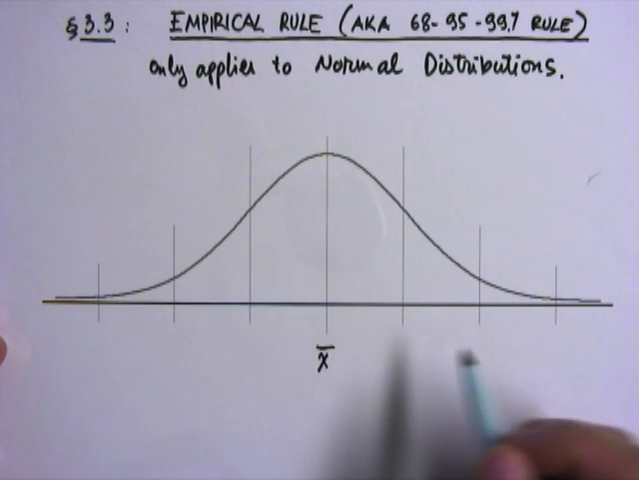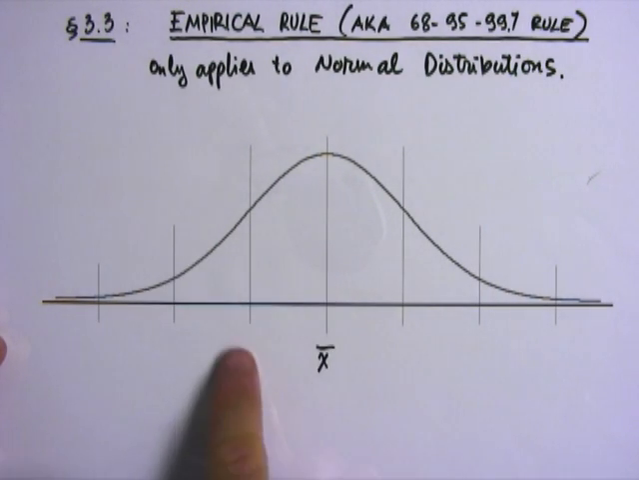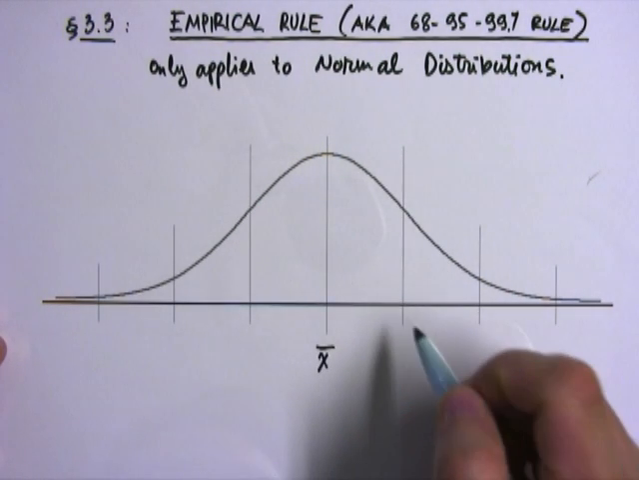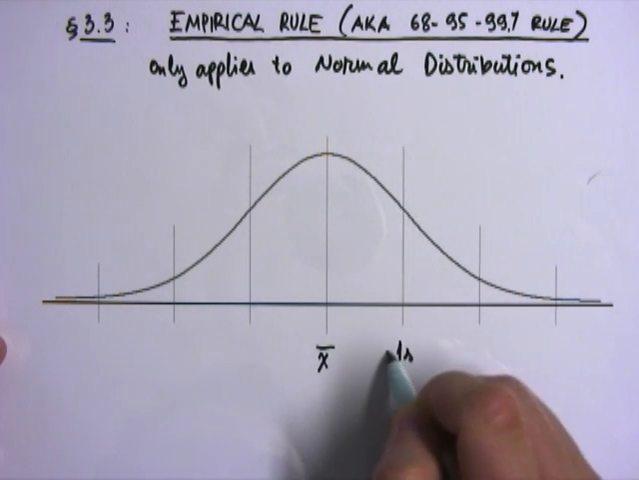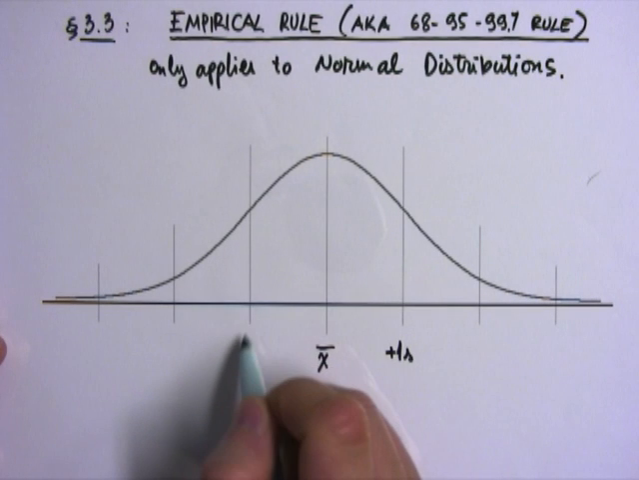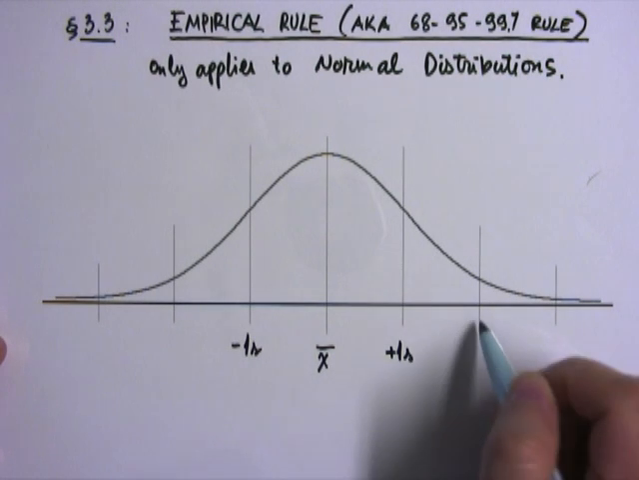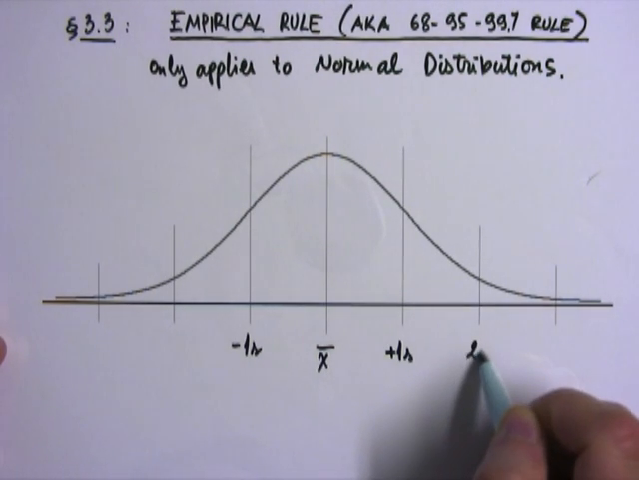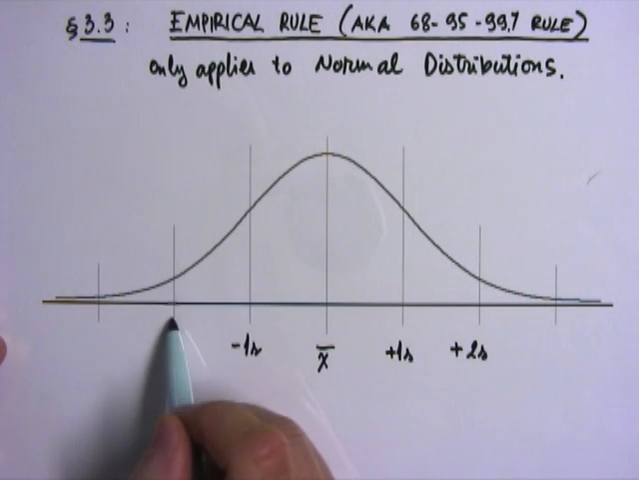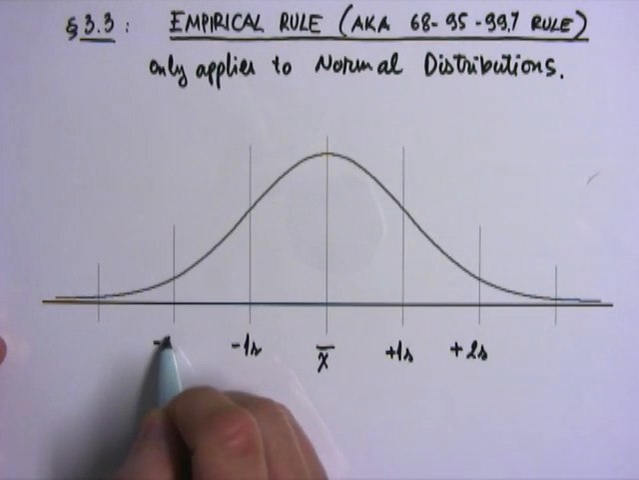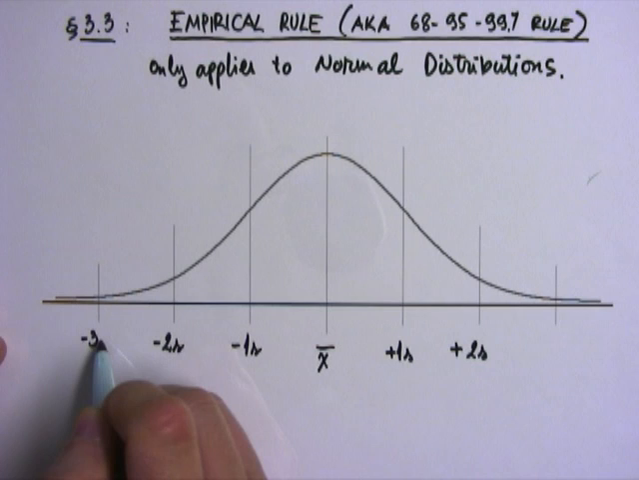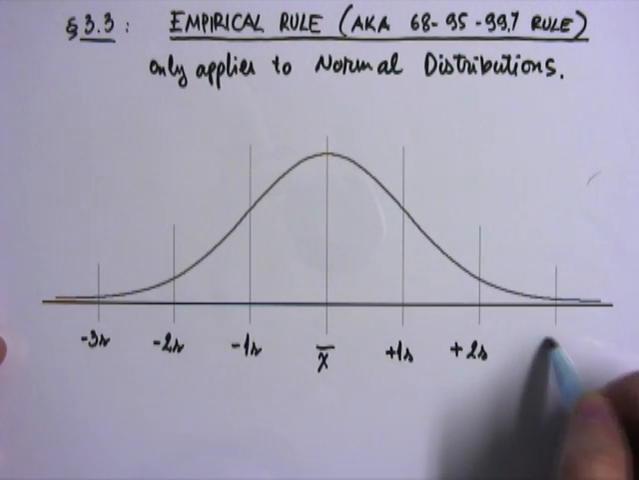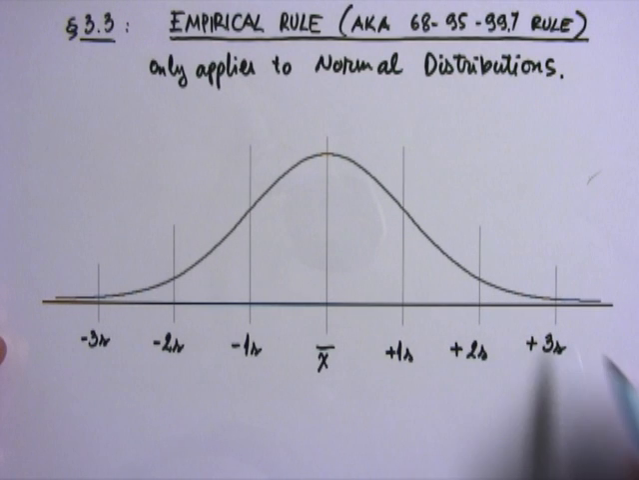Now, these vertical lines that I drew act as markers. This first vertical line right here is 1 standard deviation above the mean, and this line is the score that's precisely 1 standard deviation below the mean. This line is equivalent to 2 standard deviations above the mean, and this line to the left is precisely 2 standard deviations below the mean. Furthermore, here we have 3 standard deviations below the mean, and here we have 3 standard deviations above the mean.